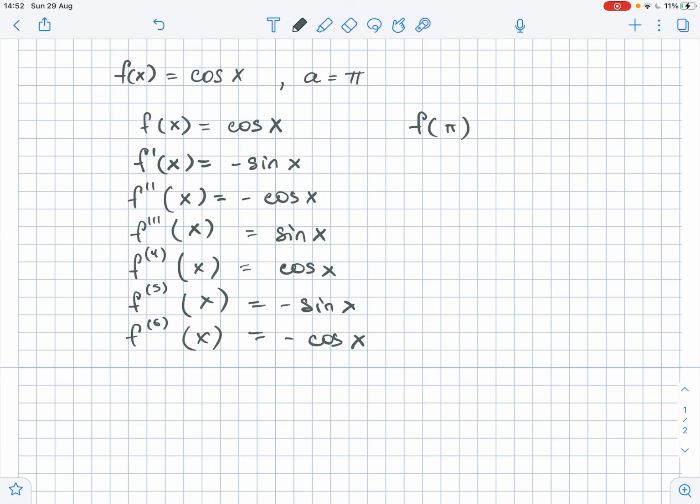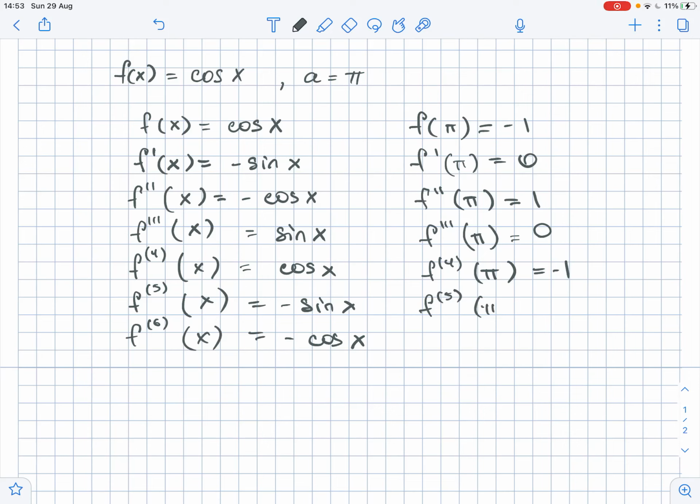Well, now let's find the values of these derivatives at x equals a. So f of pi equals negative 1. f prime of pi equals 0. The second order derivative of f of pi equals 1. The third order derivative of f of pi equals 0. The fourth order derivative of f of pi equals negative 1. The fifth order derivative of f of pi equals 0. And the sixth order derivative of f of pi equals 1.